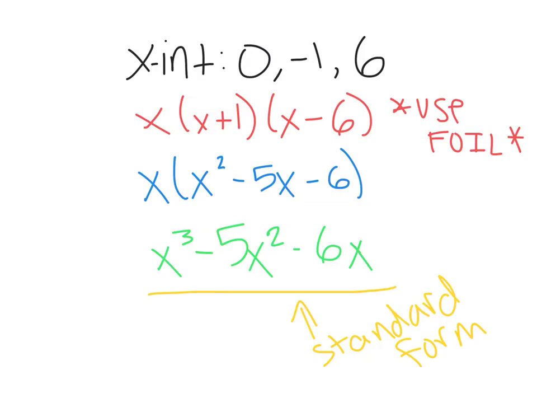Now we are going to rewrite our equation from the first example in standard form. Our x-intercepts are 0, negative 1, and 6. Then you have x times (x plus 1) times (x minus 6). And that is the factored form. Next, you use FOIL to get x times (x squared minus 5x minus 6). Next, you multiply each term by x, so you get x cubed minus 5x squared minus 6x, and that is your standard form.